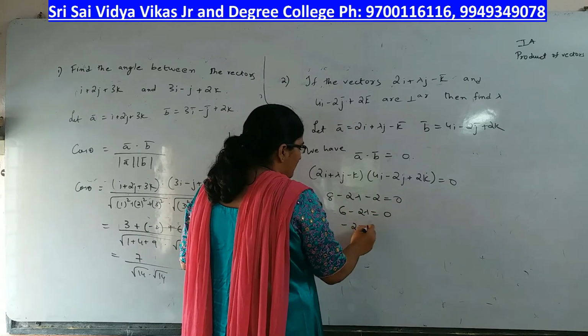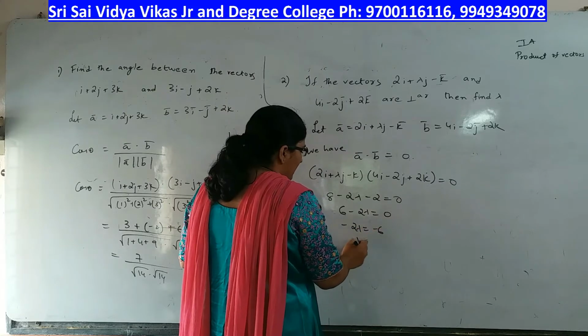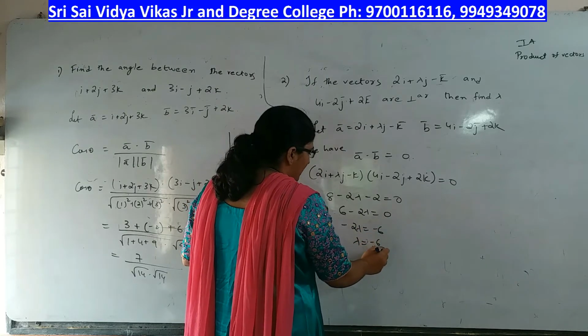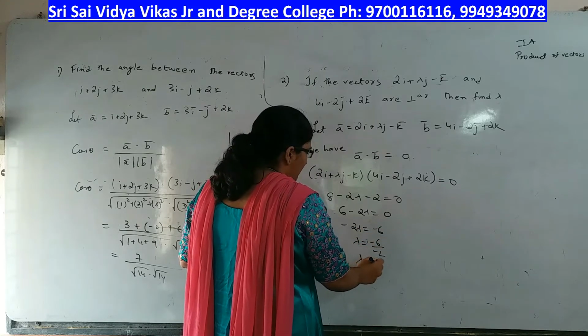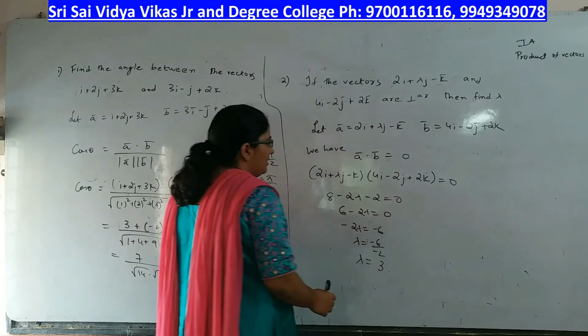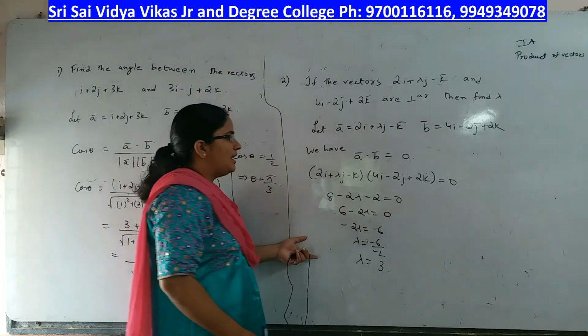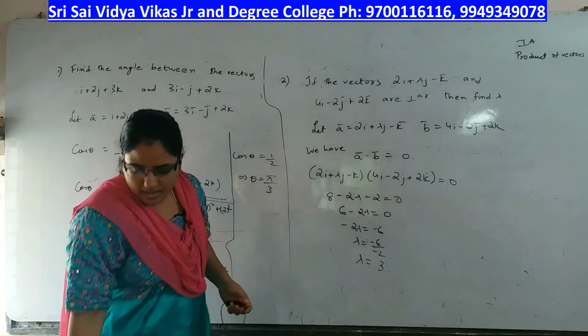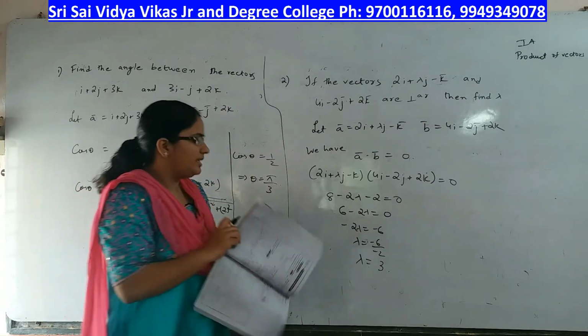Minus 2 lambda is equal to minus 6. Lambda is equal to minus 6 by minus 2. Lambda is equal to 3. So you got the lambda value as 3. I will give you similar kind of question. Take it for homework.